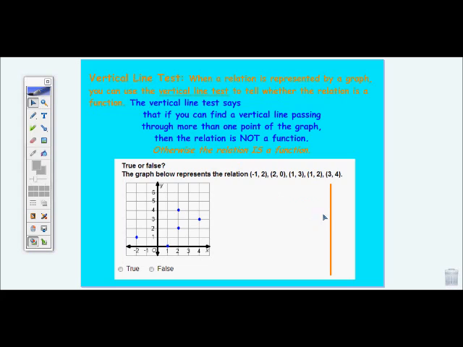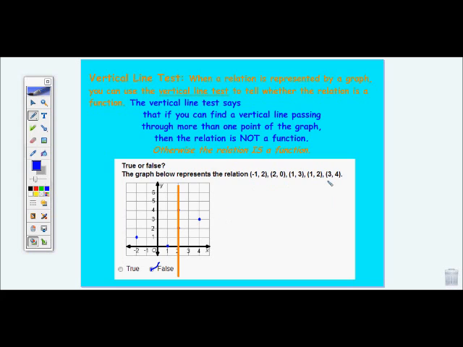So we have a vertical line here, and we have our inputs and our outputs, our x's and y's, and we're going to check to see if those relations are a function. I just take my vertical line, and it passes through 2 points here, one here, and one here. So by this passing through 2 points, this is not a function. Not a function. So this is false.